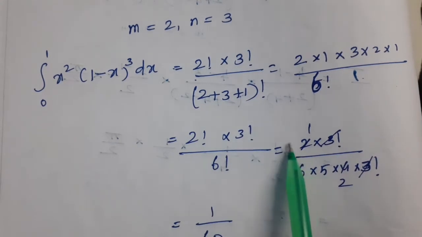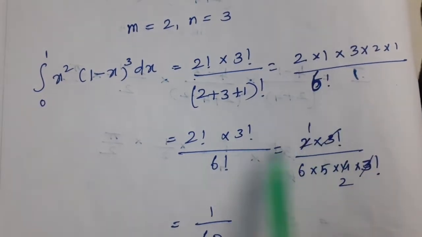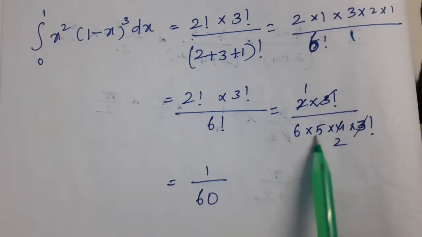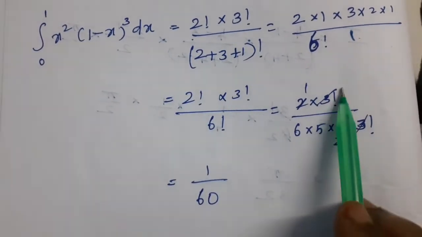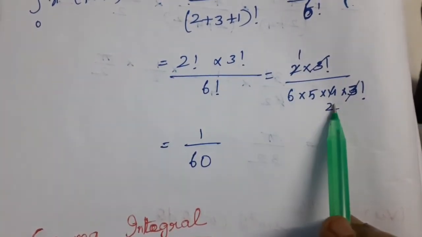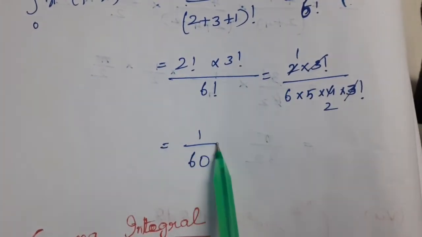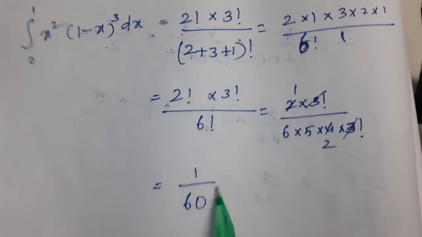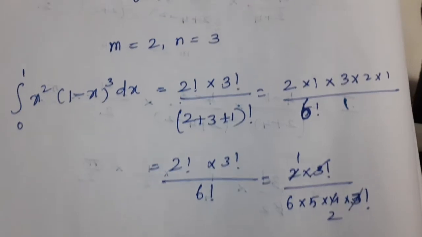2 factorial is nothing but what? 2 1s are 2, into keep the 3 factorial as itself. 6 factorial is rewritten as 6 into 5 into 4 into 3 factorial. 3 factorial cancelled. Afterwards 1 2 is 2, 2 2s are 4. That is nothing but 1 by what? 6 5s are 30. 30 into 2 is 60. So I complete all the sums in this exercise.